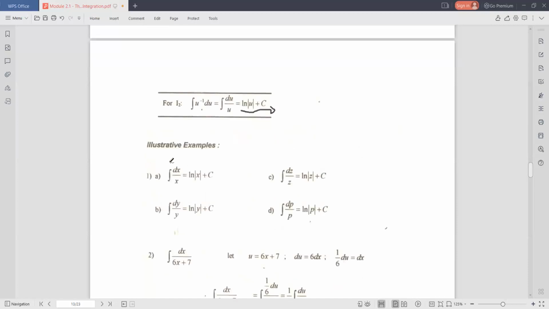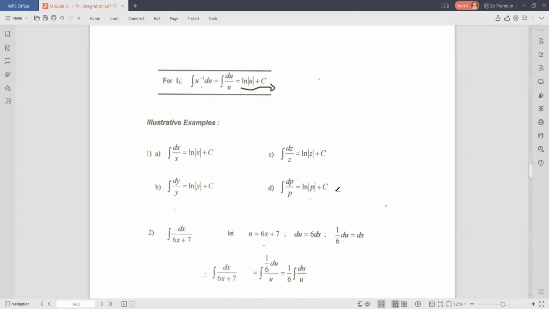So for example, this is an illustrative example. We have the integral of dx over x, that is ln of x, simple, plus c of course. If you have dy over y, then obviously that is ln of the absolute value of y plus c. If dz, that is ln of z plus c. And for dp, we have ln of p plus c. You just put it inside ln with the absolute value.